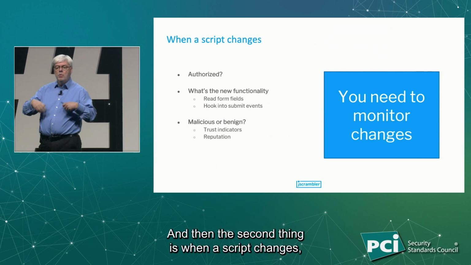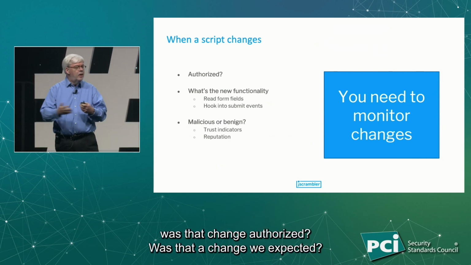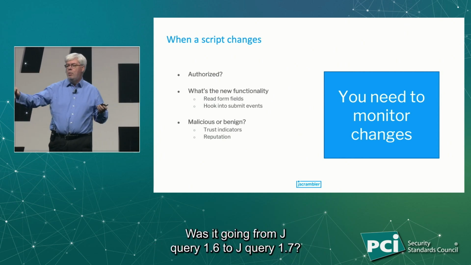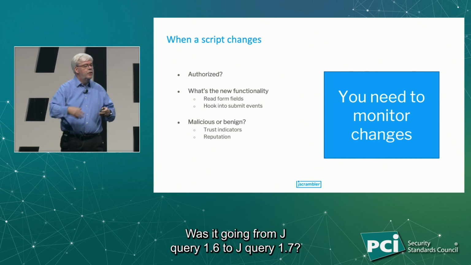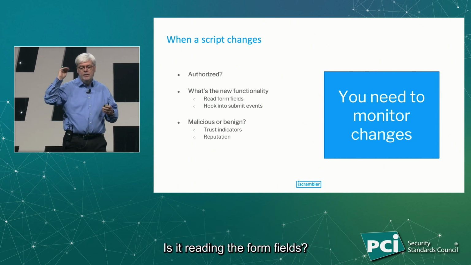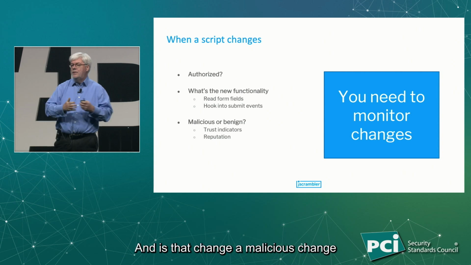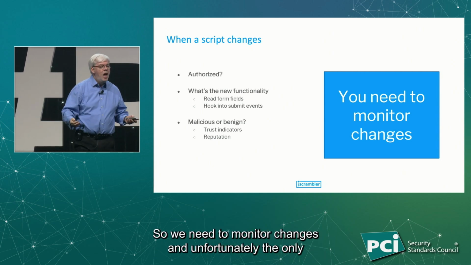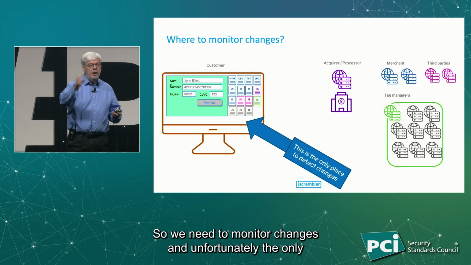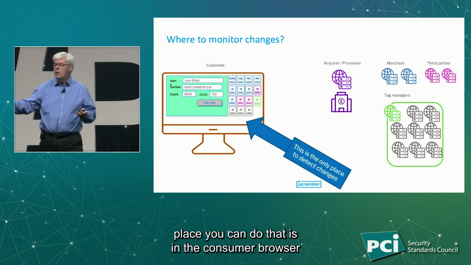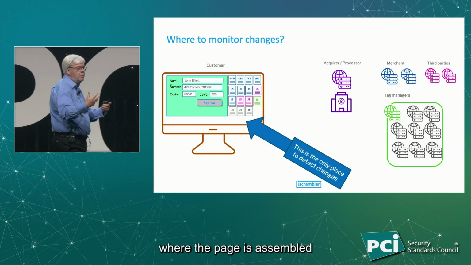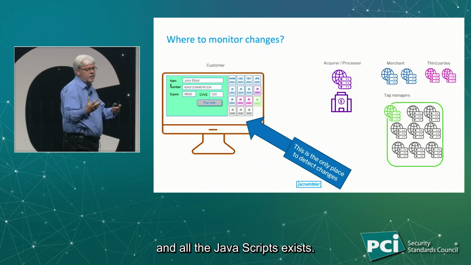Right? And then the second thing is, when a script changes, was that change authorized? Was it a change we expected? Was it going from jQuery 1.6 to jQuery 1.7? Does it have any new functionality in it? Is it reading the form fields? And is that change a malicious change or a benign change? So we need to monitor changes. And unfortunately, the only place you can do that is in the consumer browser, because it's only the consumer browser where the page is assembled and all the JavaScript exists.